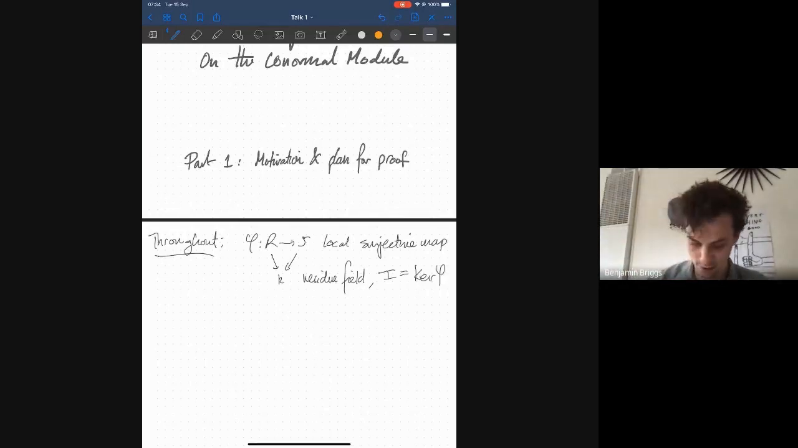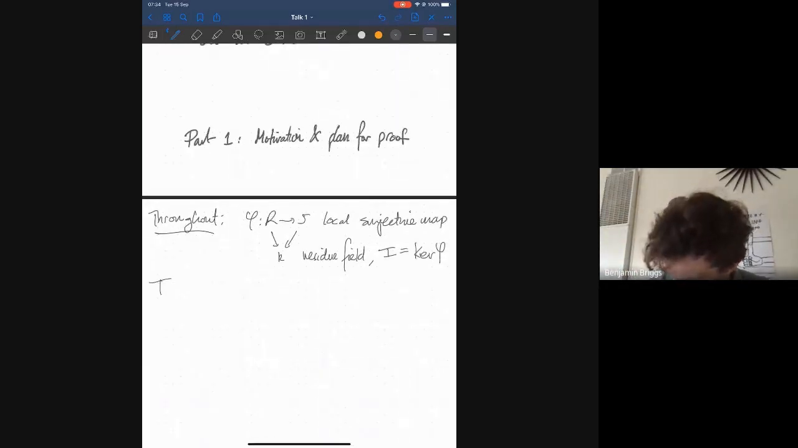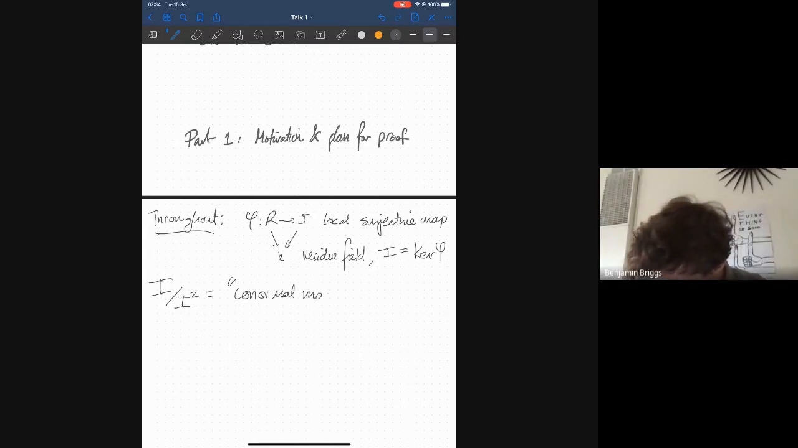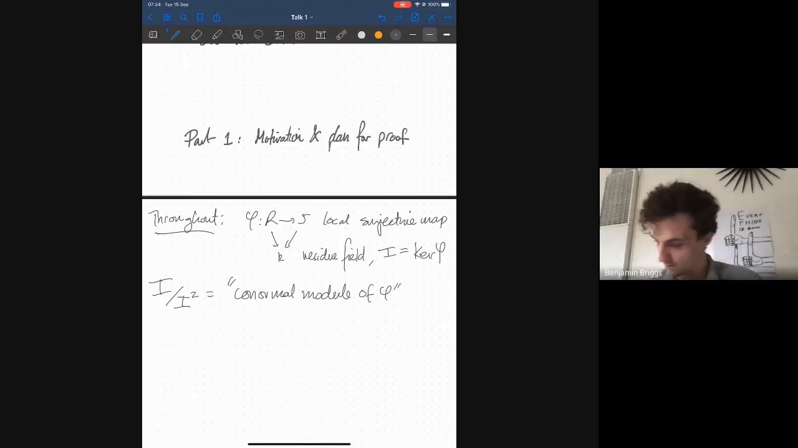Okay, so in this situation, I mod I squared is called the conormal module. Even though the ideal I is certainly not an S module because it lives inside R, I mod I squared actually is a well-defined S module if you think about the multiplication. It's well-defined on that. So the conormal module is an S module.